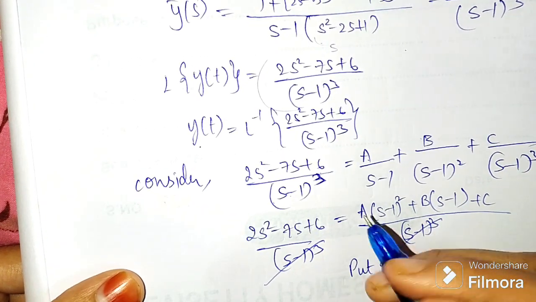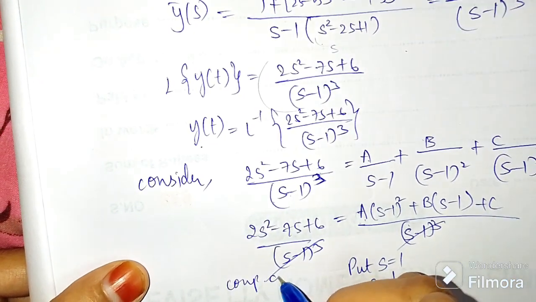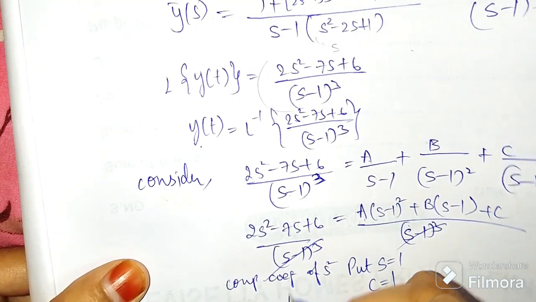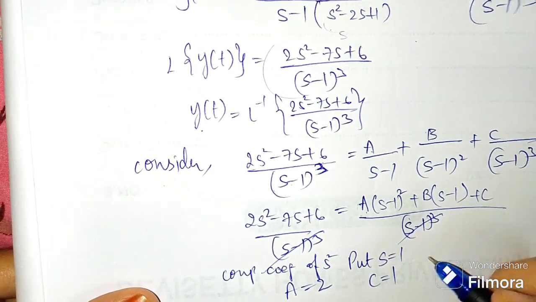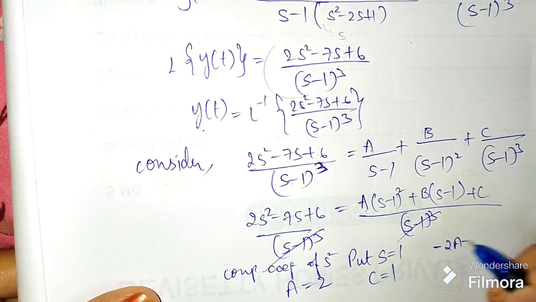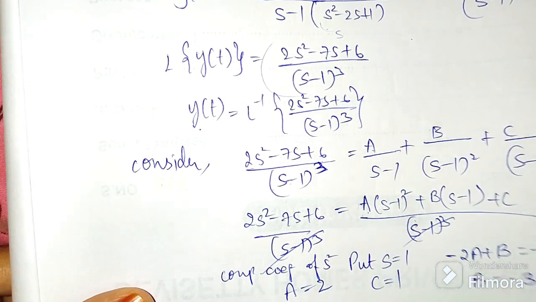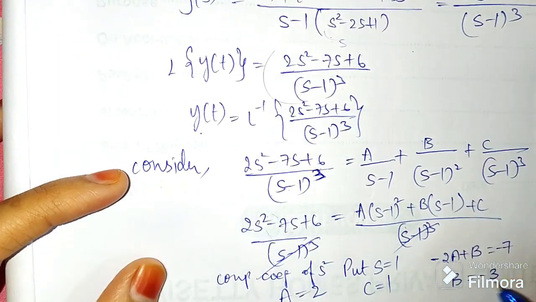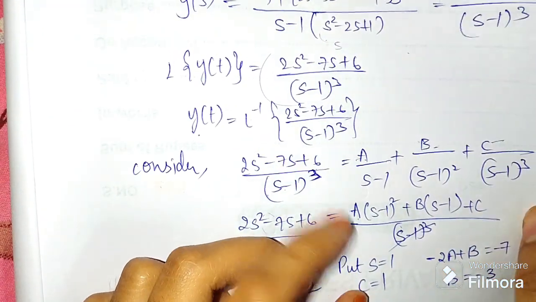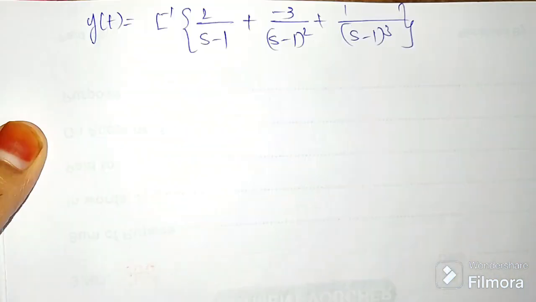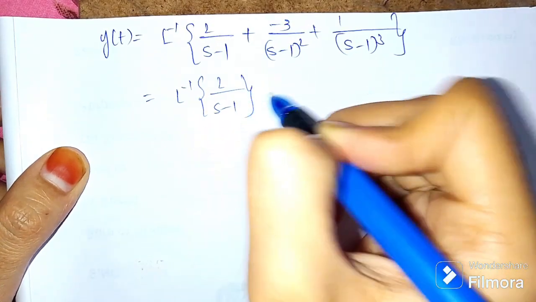Comparing the coefficient of s square, I get A is 2. Next, comparing the coefficient of s, I get minus 2A plus B is minus 7, so I get B is minus 3. Now these three values I'll substitute here, and I'll easily find the Laplace inverse by the linearity property. So now by the linearity property I can write it like this.